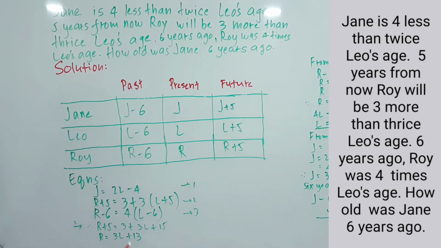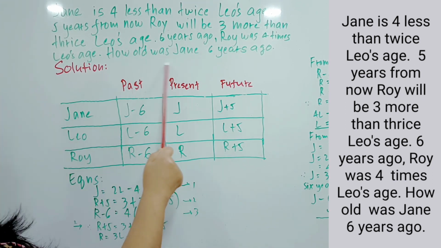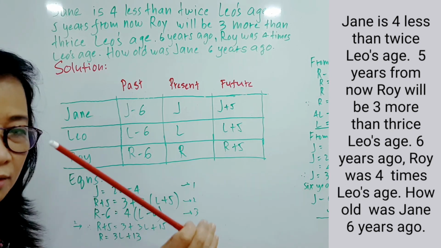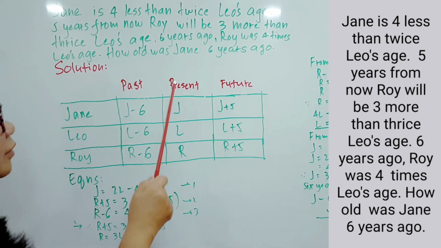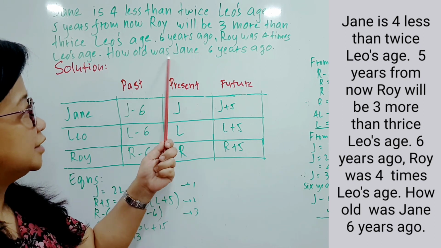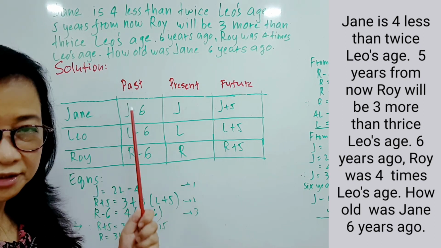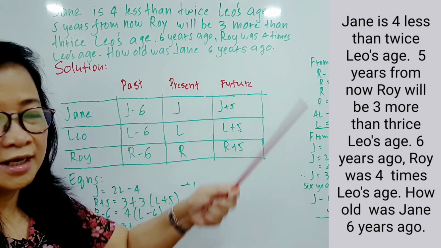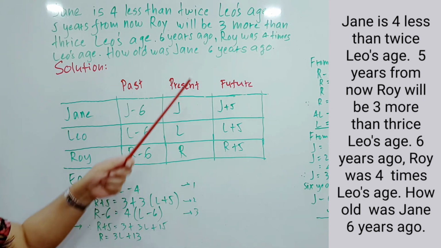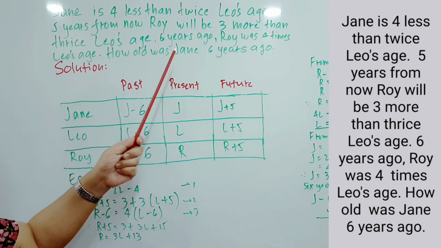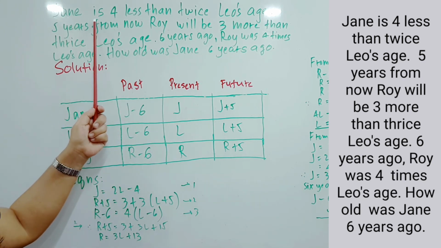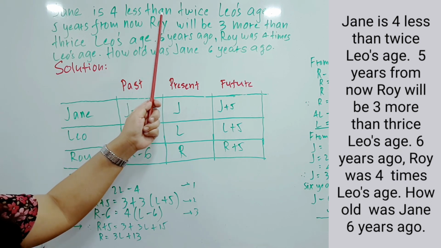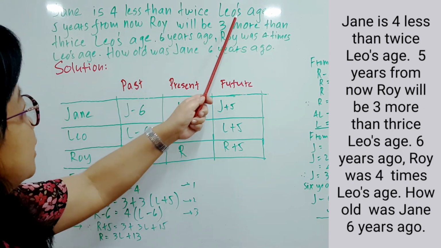Ngayon, hahanapin natin ang equation para ma-solve natin ang age ni Jane. The age of Jane 6 years ago. So, of course, unahin muna natin i-solve ang present age niya, tapos i-minus na lang natin 6 years ago. Yun ang age ni Jane. So, ngayon, hanapin natin equation base dito sa statement dito sa problem. Jane is 4 less than twice Leo's age.